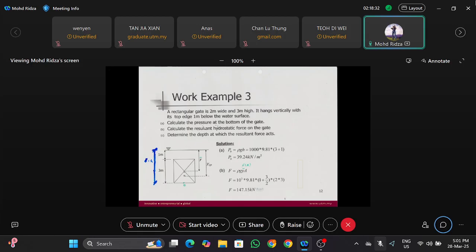So it's easy, right? Are you okay with the solution here? Is it clear?